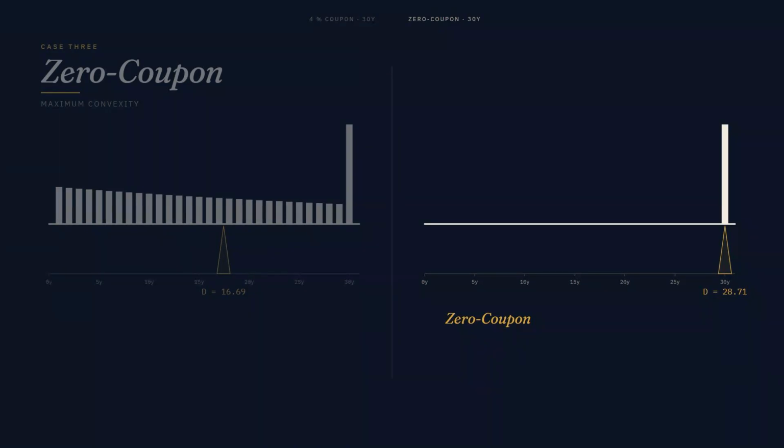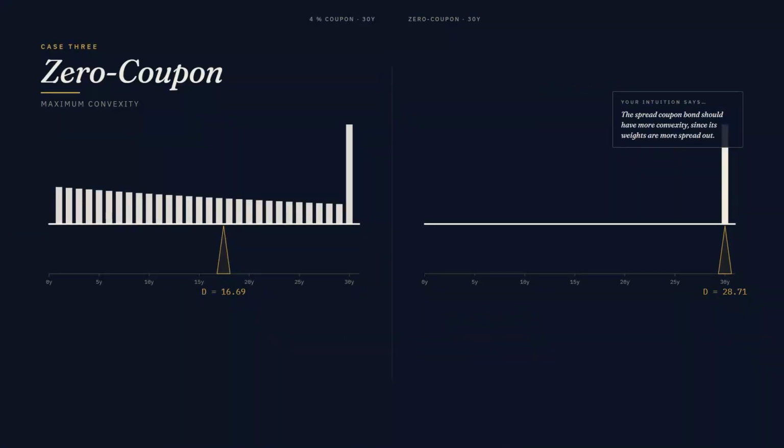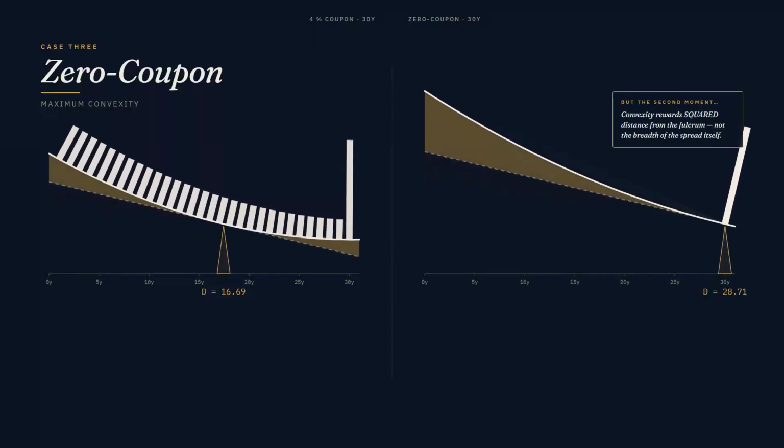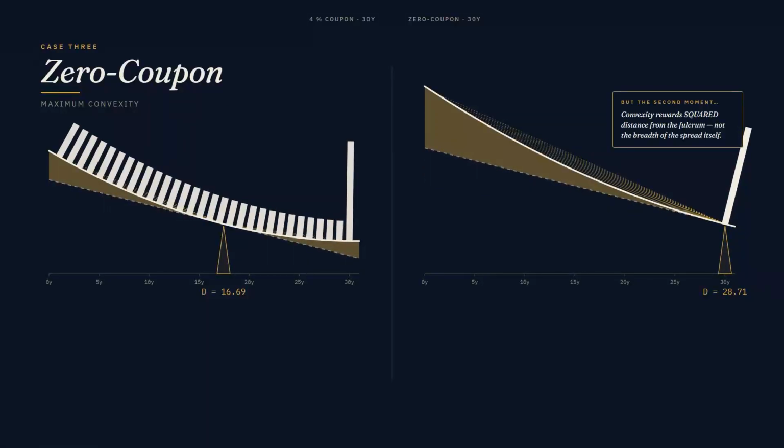On the seesaw, a zero-coupon bond puts every single weight at the very far end of the plank, at year 30. You might guess this means the spread-out coupon bond would have more convexity, since its weights are more spread. But that's not how the second moment works. Convexity rewards squared distance from the fulcrum, not the breadth of the spread itself, and a single weight parked at the maximum maturity, sitting far past the balance point, generates more second moment than any spread of coupon weights ever could.